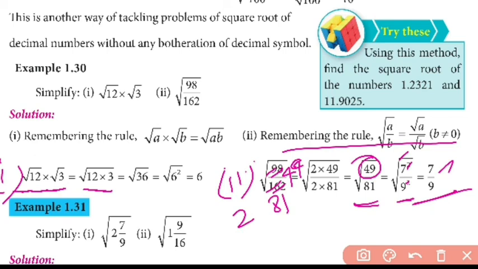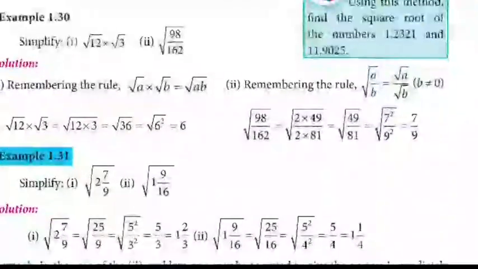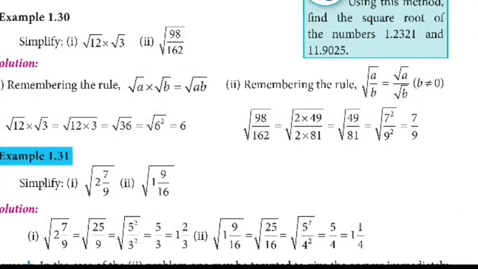I repeat this sum: root of 98 by 162. First we simplify using the second table: 49 twos are 98, 81 twos are 162. So root of 49 by root 81. We can write 49 as 7 square and 81 as 9 square. The square root of 9 square is 9, the square root of 7 square is 7. So the answer is 7 by 9. Okay, this is the required answer. Okay, next.